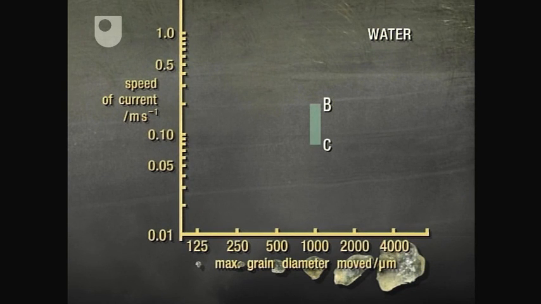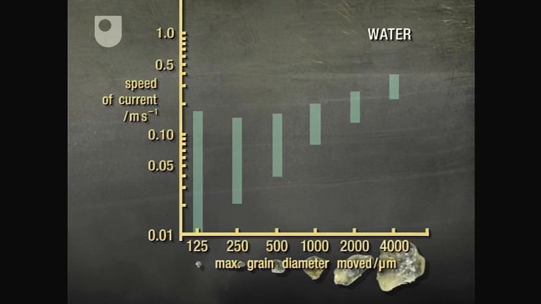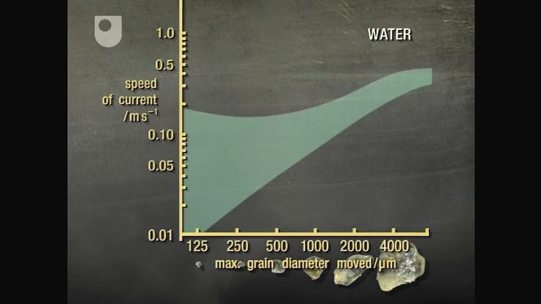These sorts of measurements can be carried out in laboratories, and using different grain sizes and current speeds, a pattern develops. We call the shaded zone on the graph the transportation zone. Above this zone, grains cannot be deposited, and below it, grains cannot be moved.